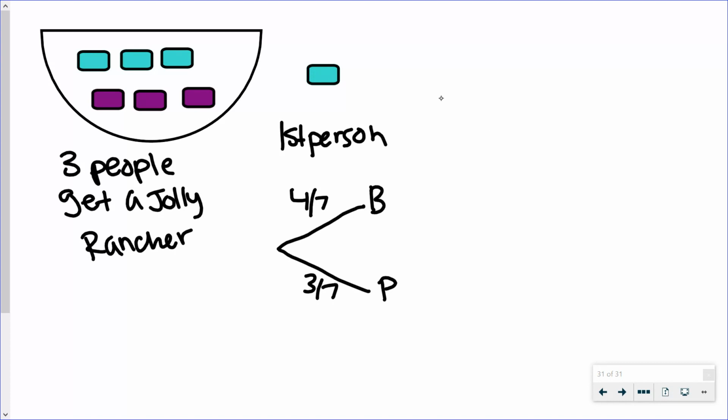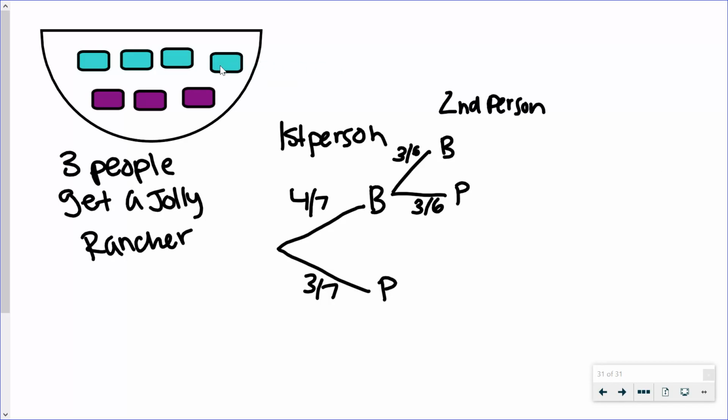Okay, well, if I pull out this blue one here, then for the second person, they can either get a blue or a purple, but their probability is going to be 3 out of 6, 3 out of 6. Okay, if that second person pulls out a purple, well, then my options are still blue and purple, but my probability is 4 out of 6 and 2 out of 6. So that's what could happen for that second person.